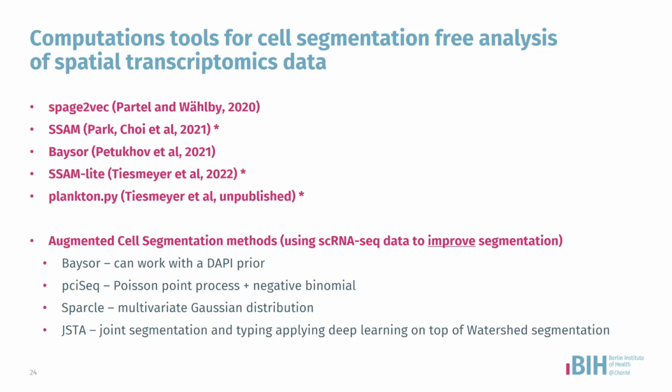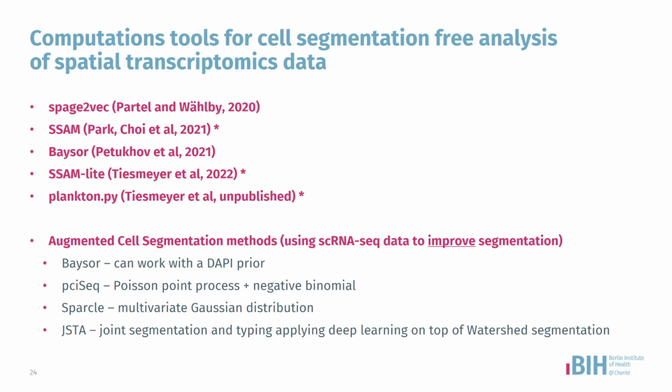There's also a gap between these pure segmentation-free approaches and segmentation-based approaches, which are now being referred to as augmented cell segmentation methods. They use gene expression data to improve upon classical segmentation. And this includes a number of tools such as Baysor. This can perform complete segmentation-free analysis, but you can also provide some sort of DAPI prior, so it works with the initial segmentation to improve it. There's a tool called PciSeq coming from Mats Nilsson's group, which adopts a point process model with negative binomial distribution. And this has been proven to be very effective for in situ sequencing.